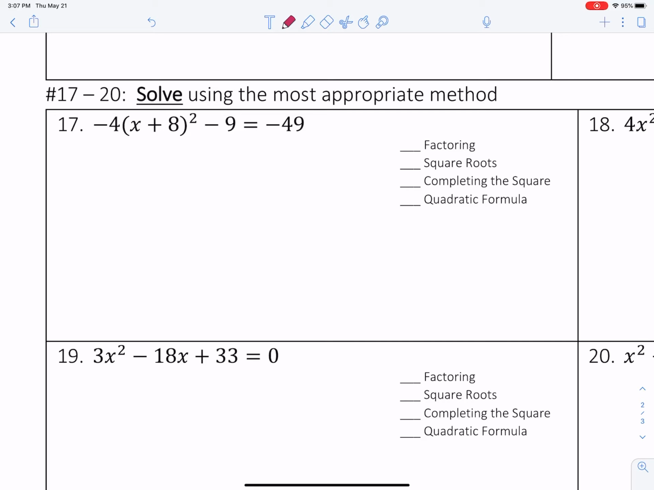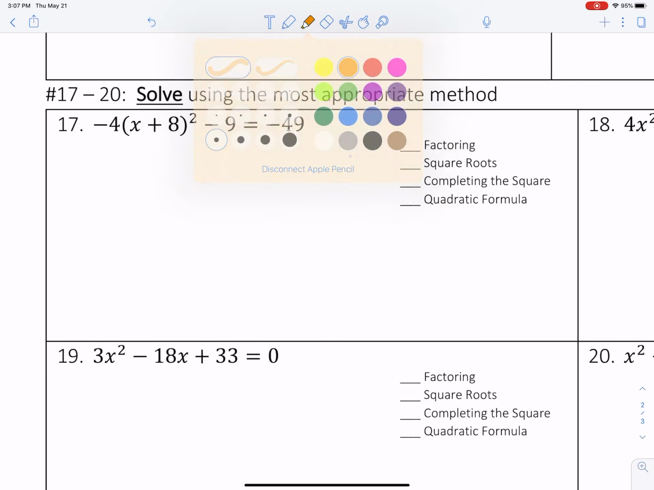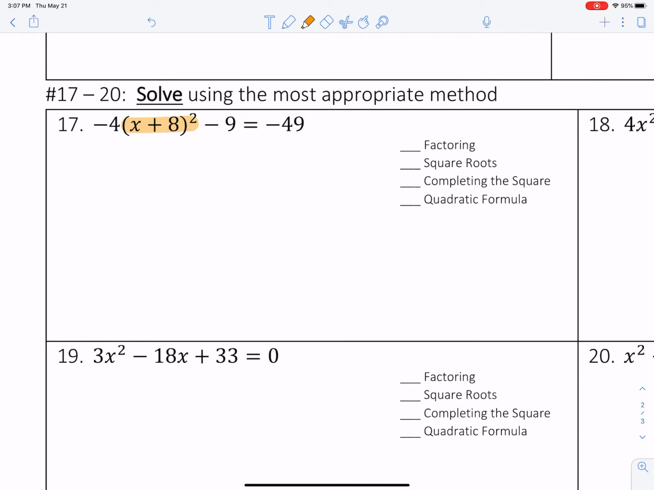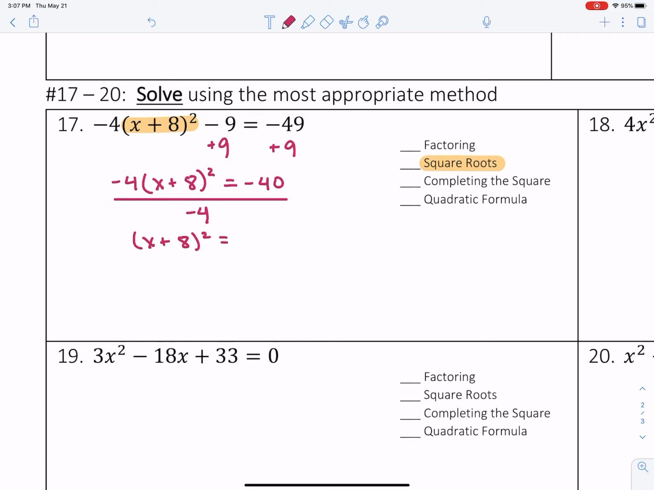I hope you notice that we have this x plus 8 squared, meaning that I for sure am going to solve by square roots on this guy. Follow along with me. I'm adding 9 to both sides. We have negative 4 times x plus 8 squared is equal to a negative 40. You might be concerned that we have the negative 40, but when you divide by the negative 4, that turns into a positive 10. Take the square root of both sides.